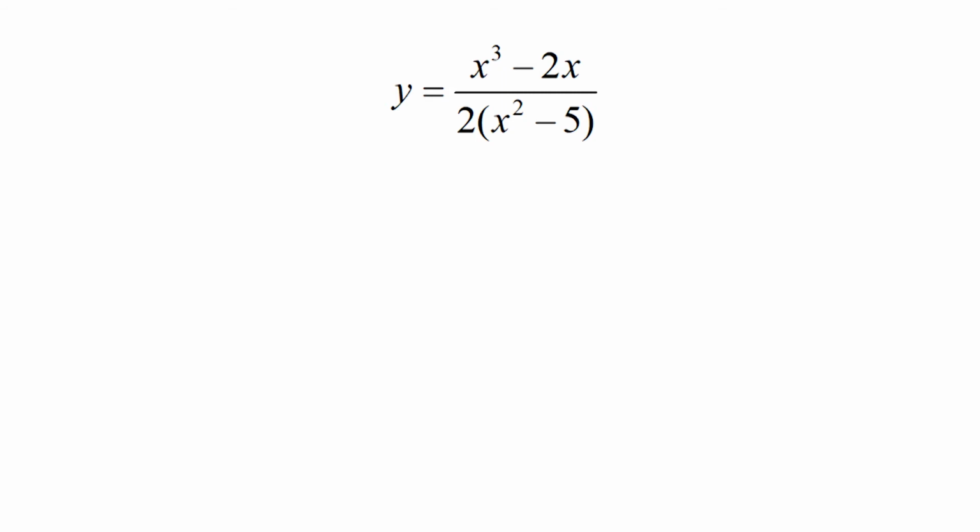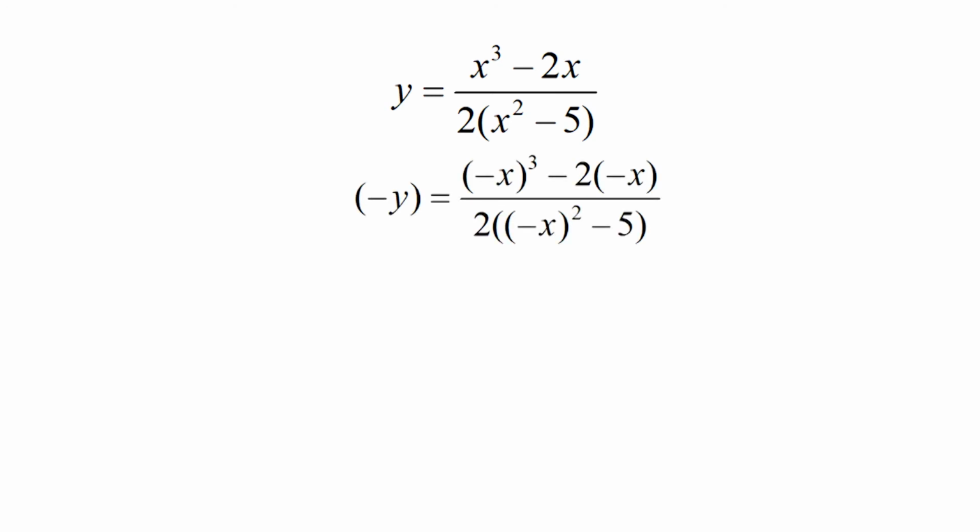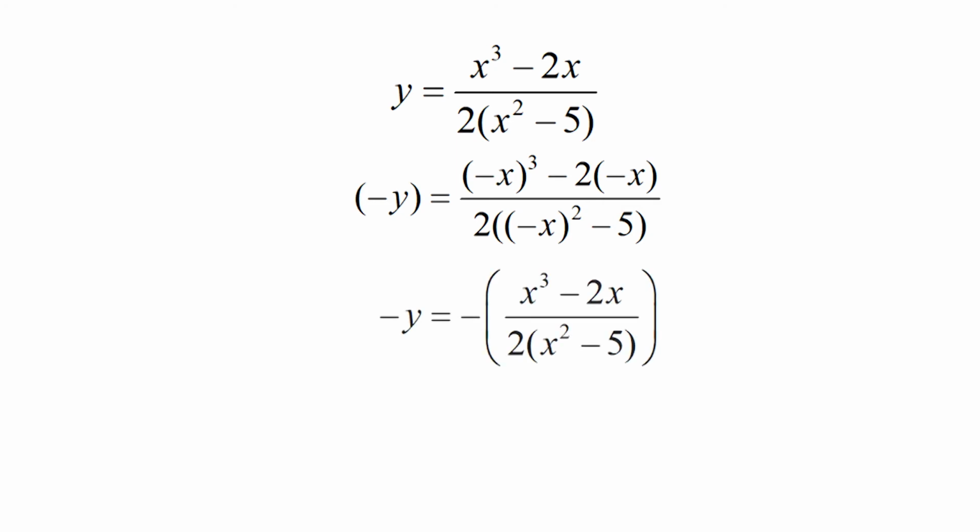Let us now sketch the graph of the rational function y is equal to x cube minus 2x whole divided by 2 times x square minus 5. When we replace x and y with minus x and minus y respectively, we obtain minus y is equal to minus x whole cube minus 2 times minus x whole divided by 2 times minus x square minus 5, that is minus y is equal to minus of x cube minus 2x whole divided by 2 times x square minus 5.